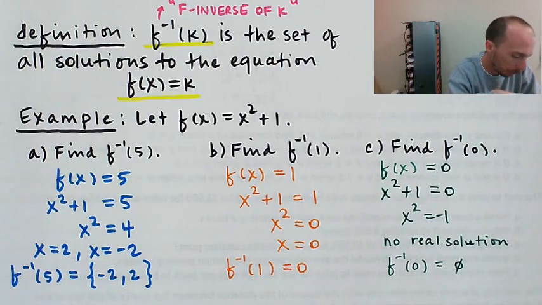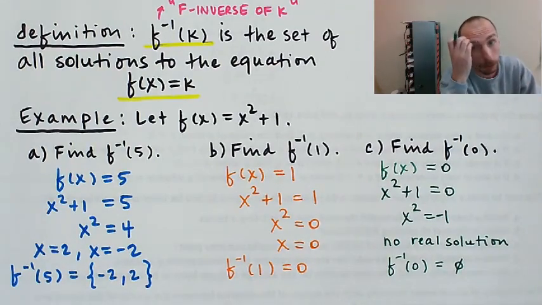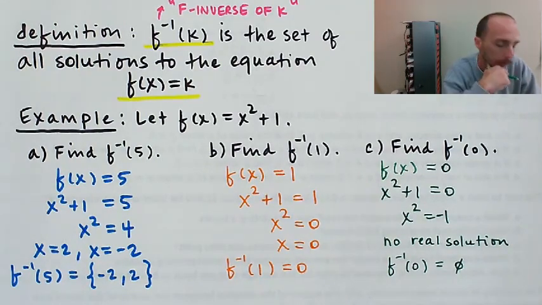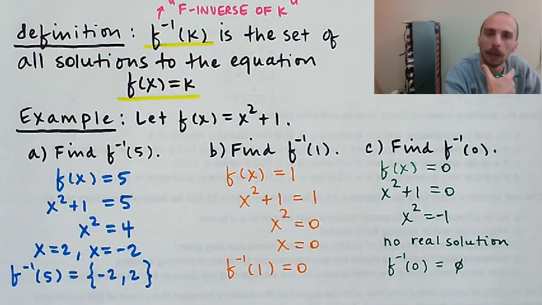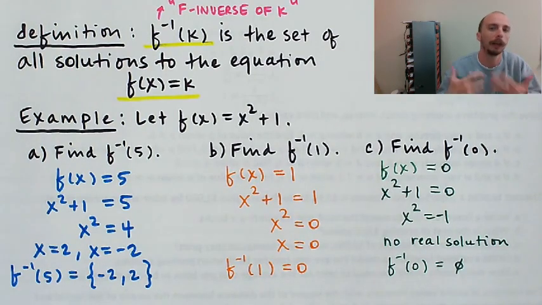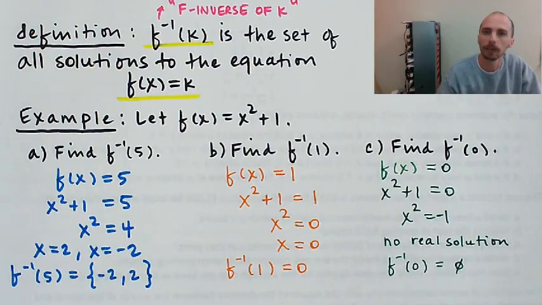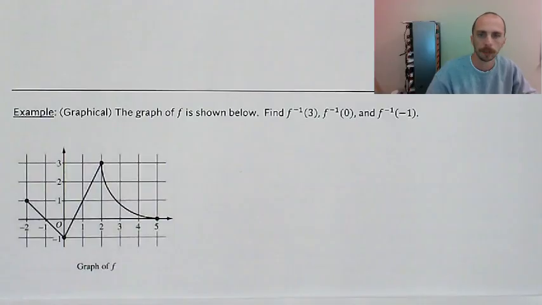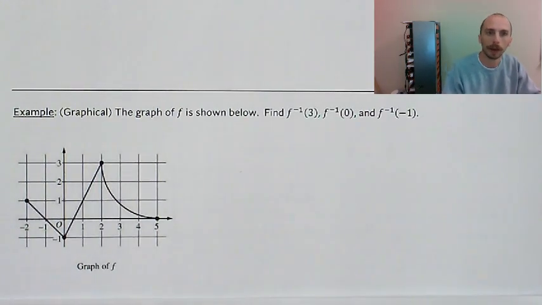Before I move you on to the graphical and tabular examples, what we're really doing here is taking a y coordinate and backtracking to see what x got us there. That's really the idea of an inverse function: it just goes backwards. To give you a little more of an idea of that, we're going to look at a graph and compute some inverse values.